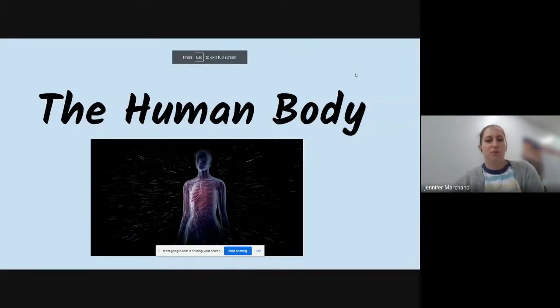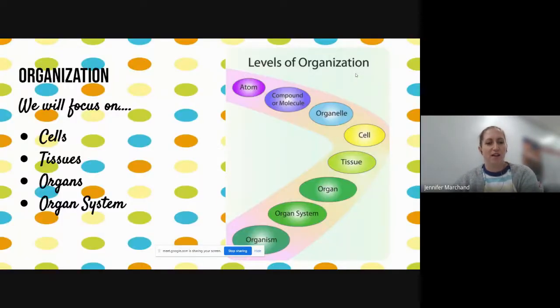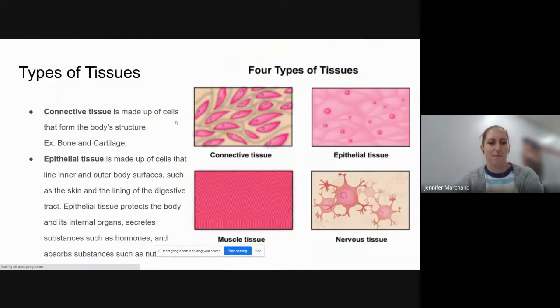So we are starting with the human body. The biggest thing you guys need to remember is that there are levels of organization. We're really going to focus on the cells, the tissues, the organs, organ systems, and then finally the organism is ourself, the human. The atom, compound, molecule stuff is more chemistry based, so we're just not going to focus on that at this time.